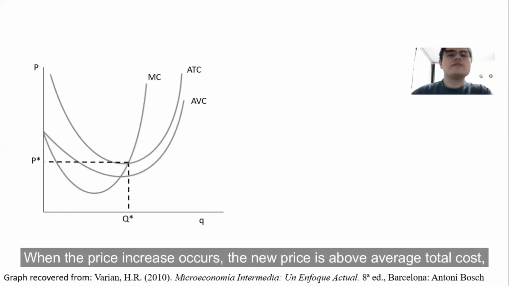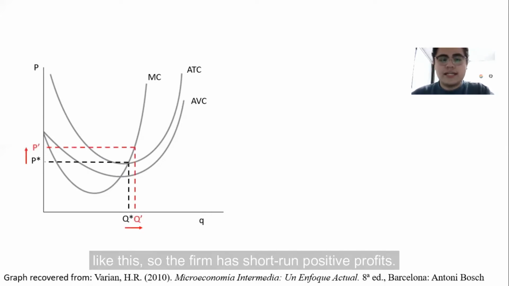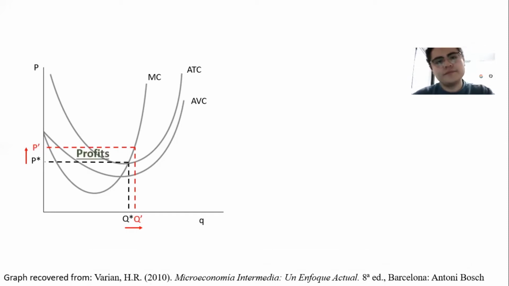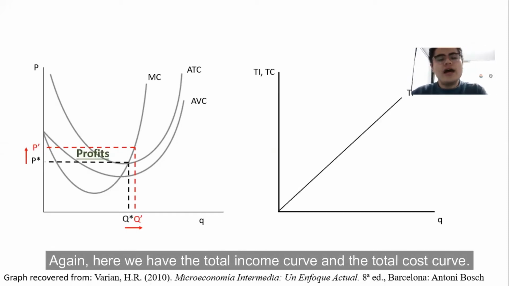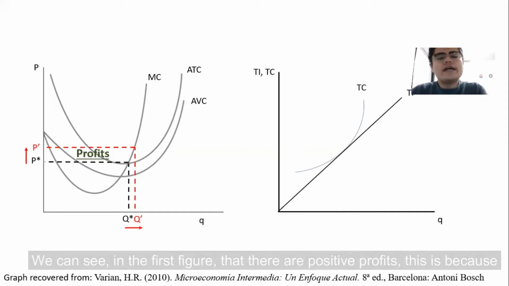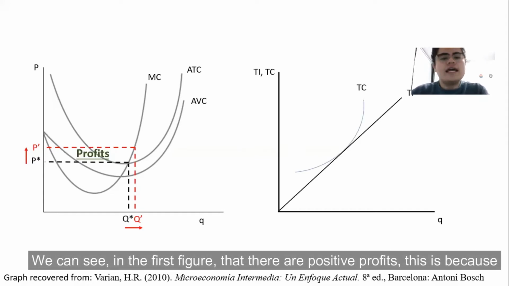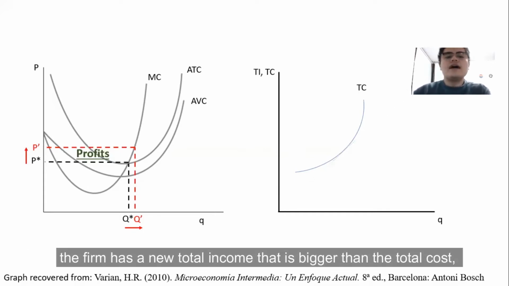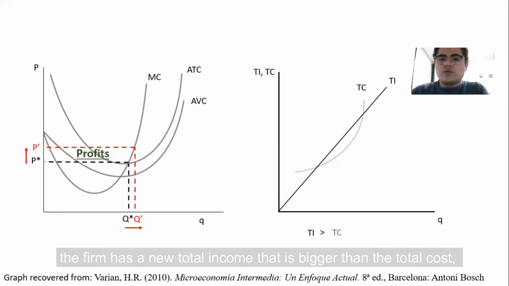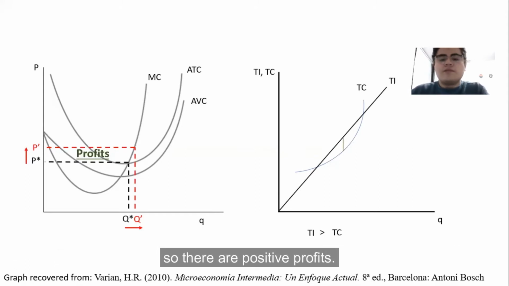When the price increase occurs, the new price is above average total cost, like this, so the firm has positive profits. Again, here we have the total income curve and the total cost curve. We can see in the first figure that there are positive profits. This is because the firm has a new total income that is bigger than the total cost. So there are positive profits.